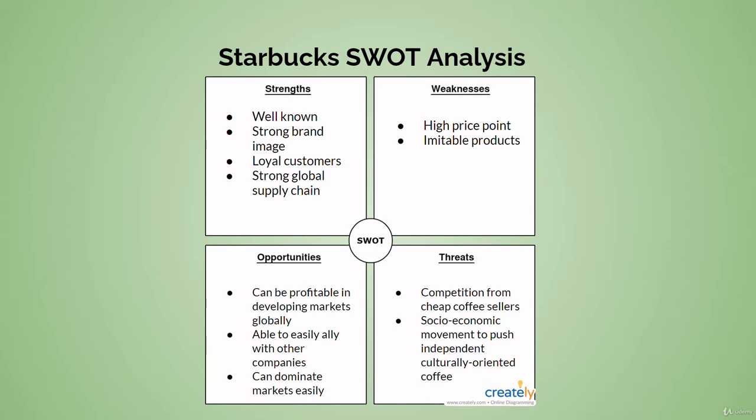So what are the weaknesses of Starbucks? They have high price points, which limits their market share, especially in low-income areas, and the company is also imitable. The products are easily replicated by local businesses, and the physical feel and layout of Starbucks locations is basic.